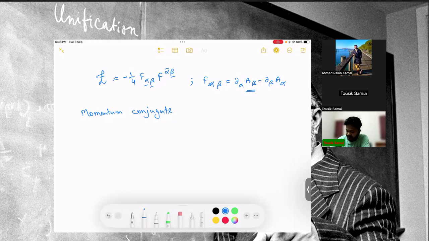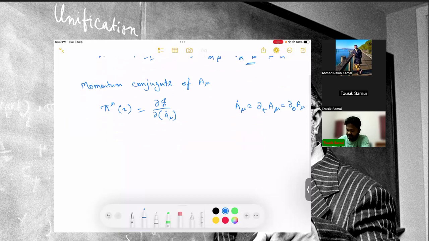Okay, so first try to find the momentum conjugate of A mu, which we denote by pi mu, which is again a function of x. We already know it should be del L over del A mu dot. Here dot means del t A mu, or in other words del 0 A mu, right? So if we try to calculate it, let us calculate it, del 0 A mu.